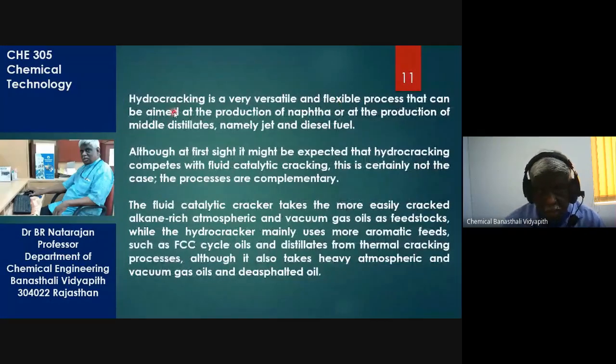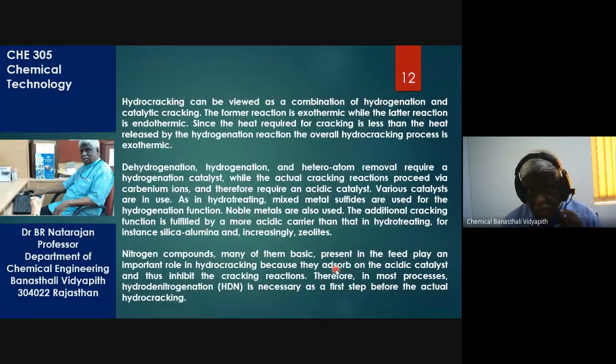And coming to hydrocracking, it is a combination of hydrogenation and catalytic cracking. So there are two things simultaneously happening. Catalytic cracking happens, a big hydrocarbon is getting smashed into smaller hydrocarbons, and simultaneously hydrogenation is happening so that the unsaturated compounds are all saturated, right?